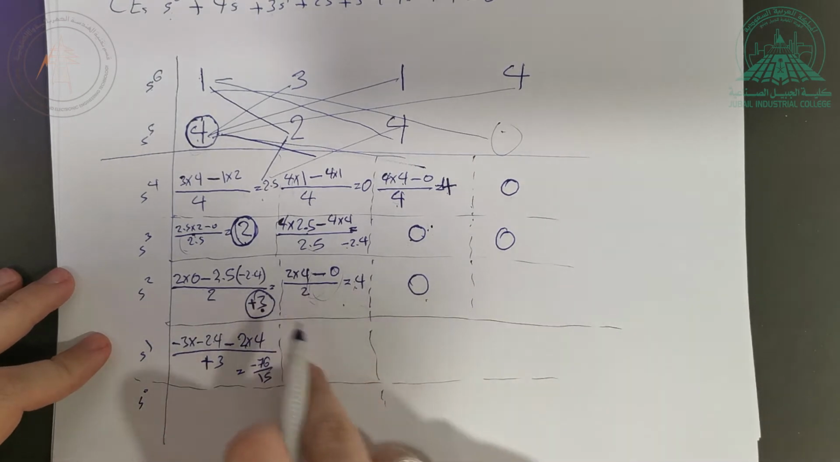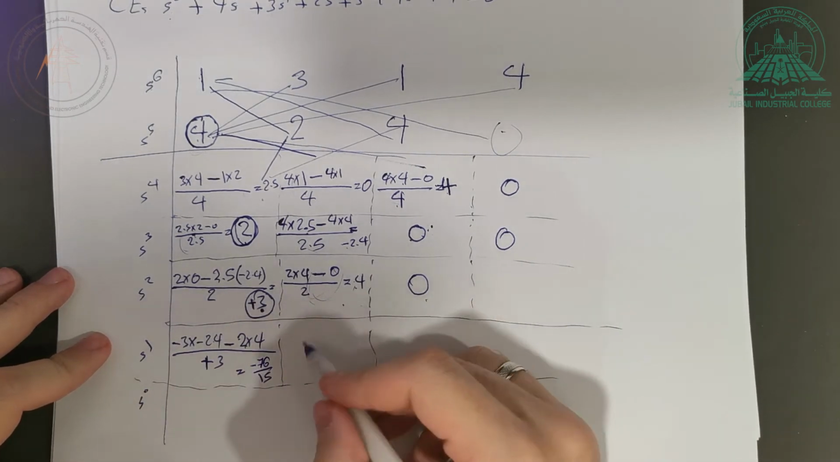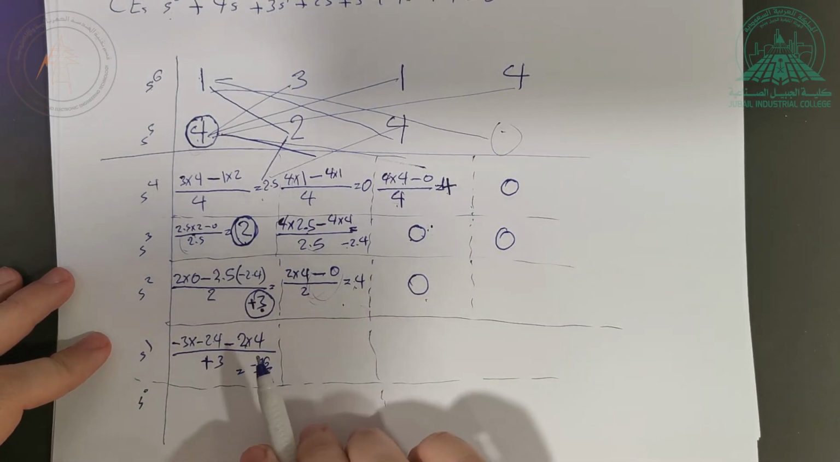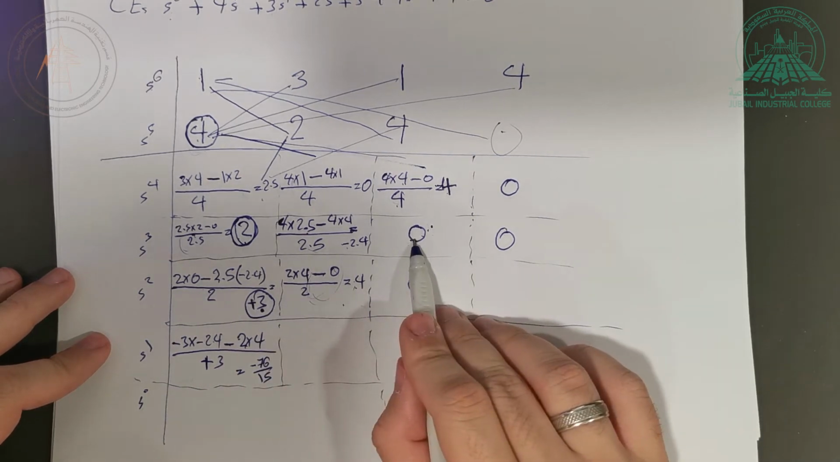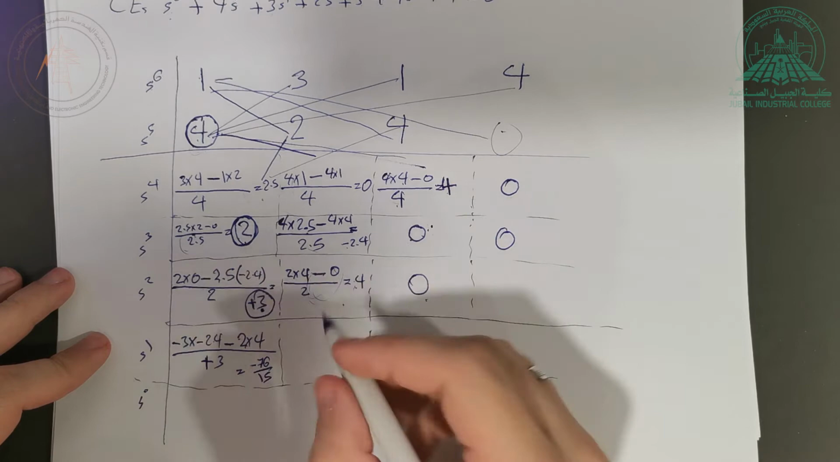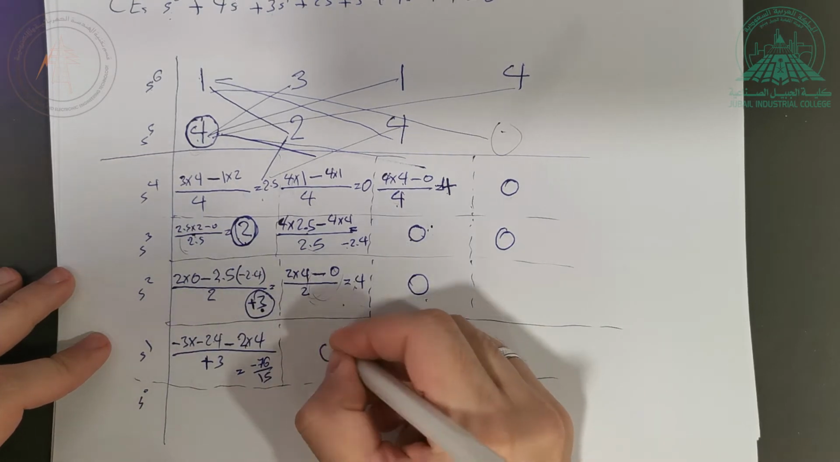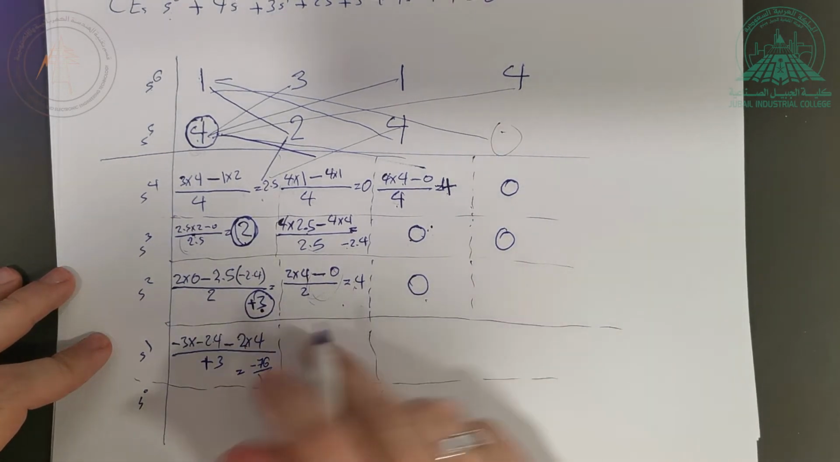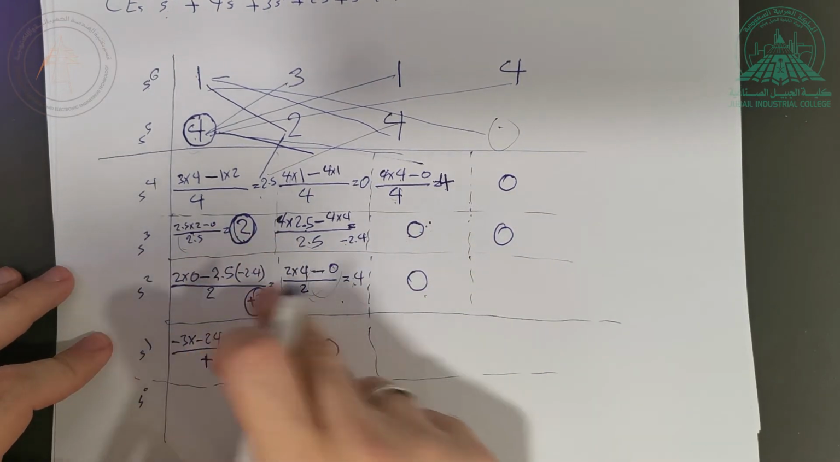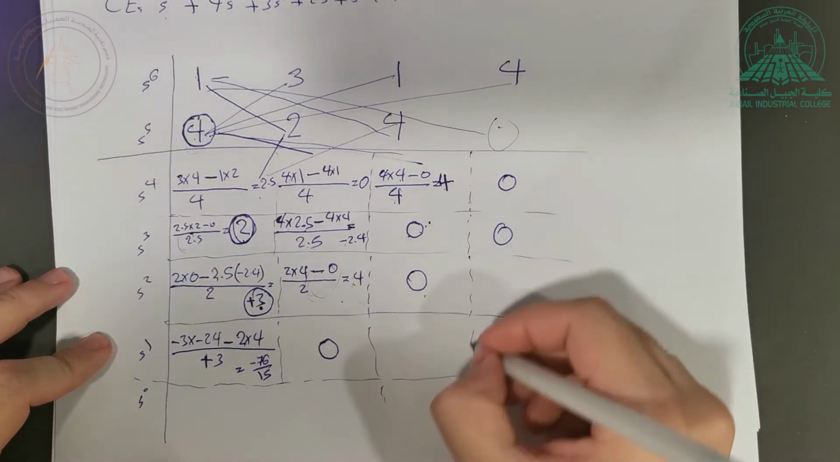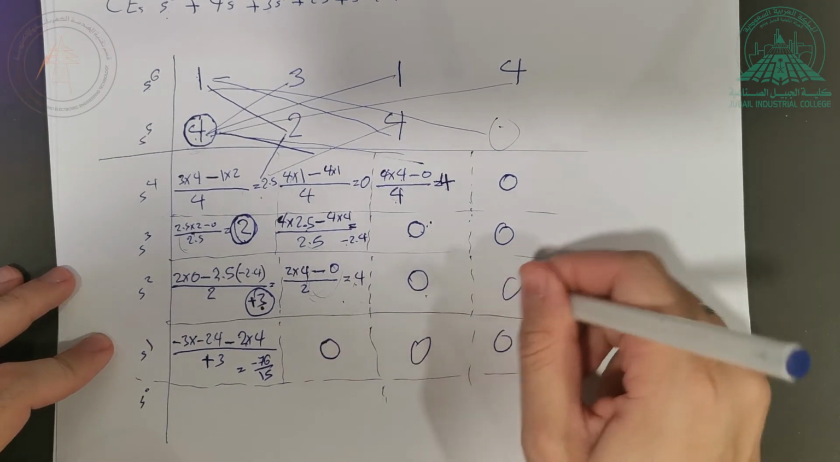Next we have this element that we are going to put here. What is this element? It's going to be this multiplied by 0 minus this multiplied by 0, so it's just going to be 0. This multiplied by 0, minus 0 multiplied by this, 0 divided by 3, we get 0. So it's 0. And of course this is 0, this is 0, this is 0.